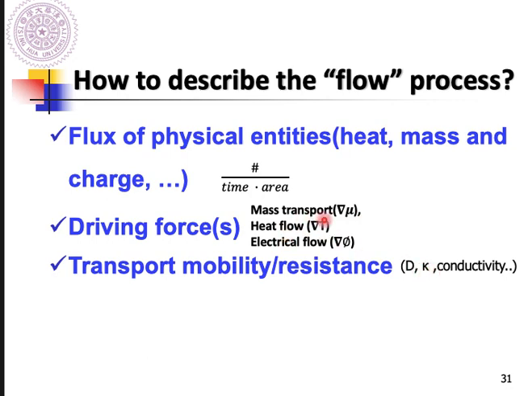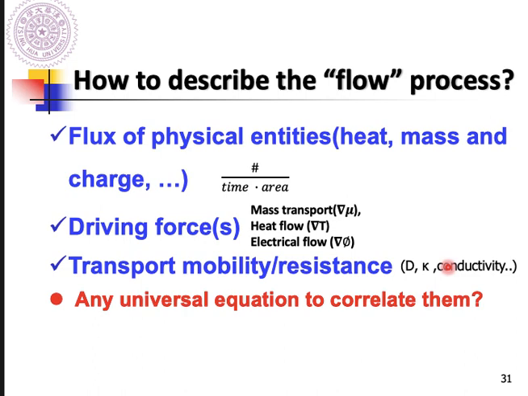If we talk about the heat flux, the inertia of the system or transport resistance will be the thermal conductivity of these materials. If we talk about electrical flow, then the conductivity of these materials will definitely affect this flux. Okay, so we already showed you this universal equation that can correlate these parameters to quantitatively describe the flow process in kinetics.